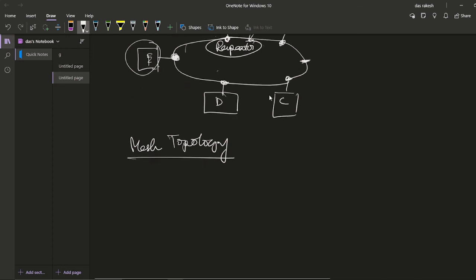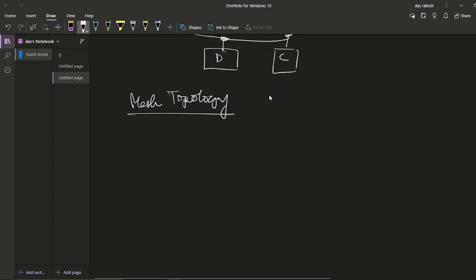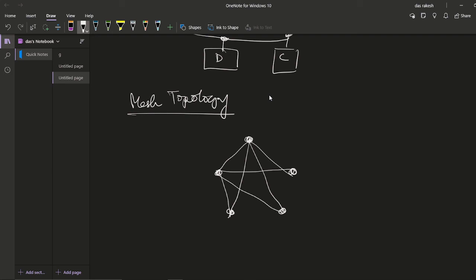That is why the mesh topology is very important. For example, there are 5 nodes. Mesh topology means each node is connected to every other node, in all possible combinations. So this node is connected to four neighbor nodes, the four adjacent nodes. This is also true for this one, this one is also 4, and this is 4 as well.